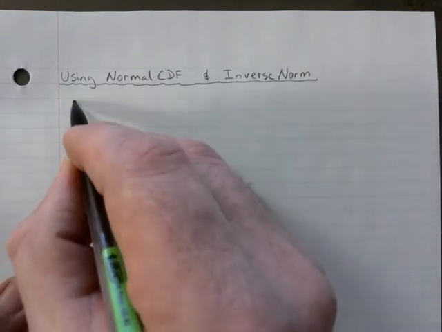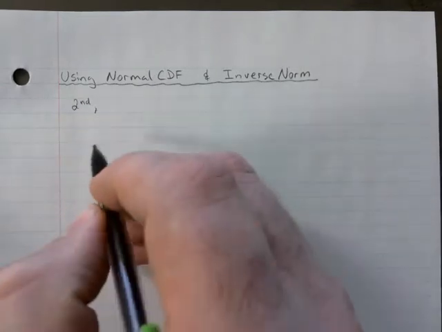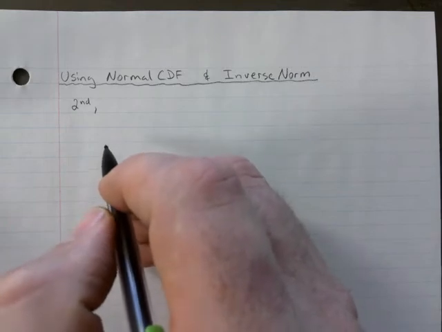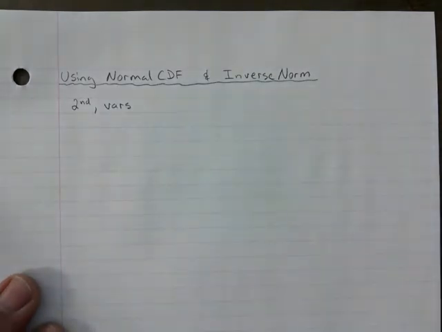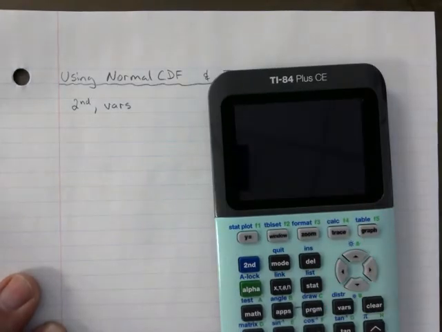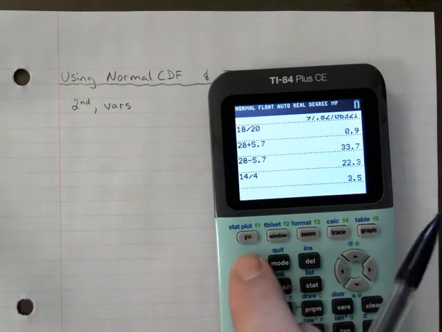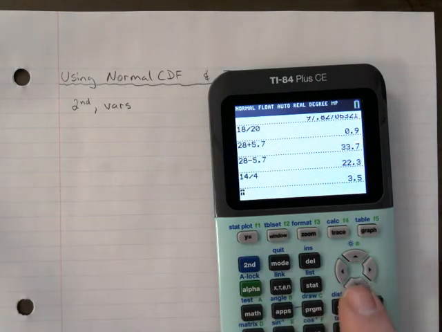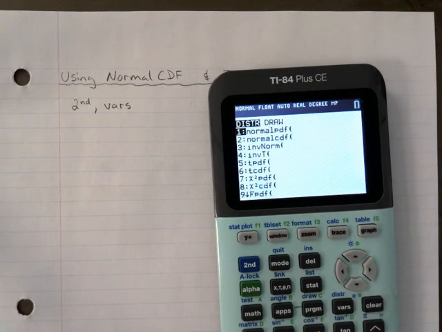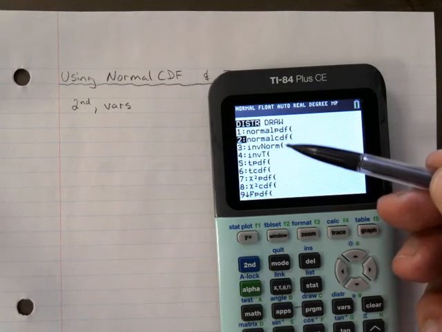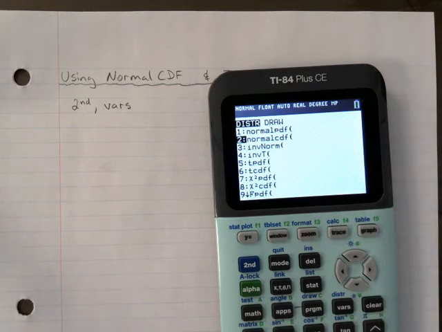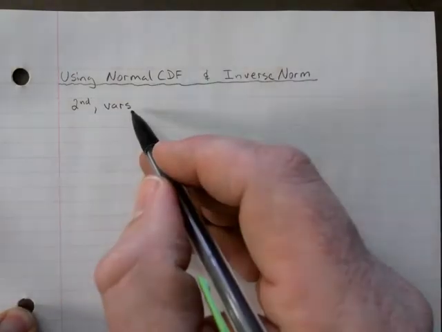Okay. Second, vars, and then you see those functions. So let's just quickly do that, get it out of the way. You press second, and then vars is right here under the arrows. And you should see normal CDF, very important, and inverse norm. Those are the only two that we're going to use in this course. So second vars is how you get there. Okay.